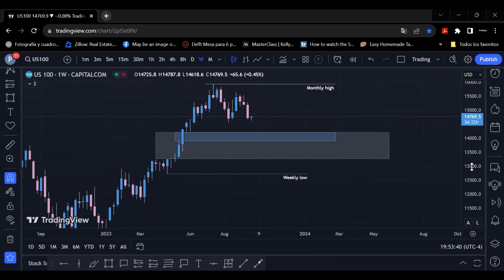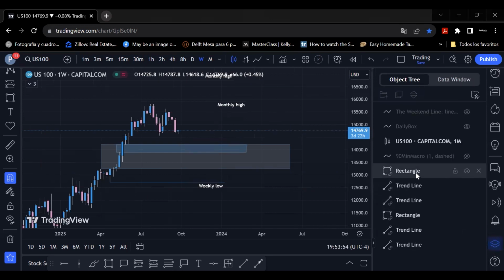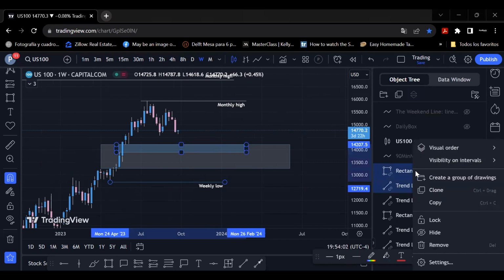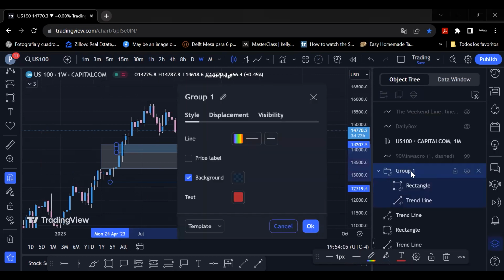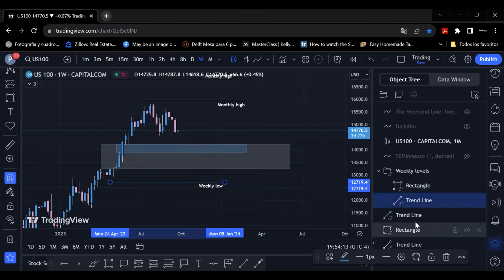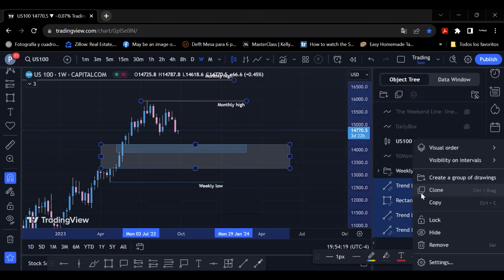Okay, another way that we could separate or have this more organized is if you look on the right side of your TradingView, you could have the object tree here, data window. And you could separate these groups here. We have these two, which are the weekly. So we can select both, right click, create group drawing, and label these weekly levels. Okay. And obviously the rest would be monthly levels.